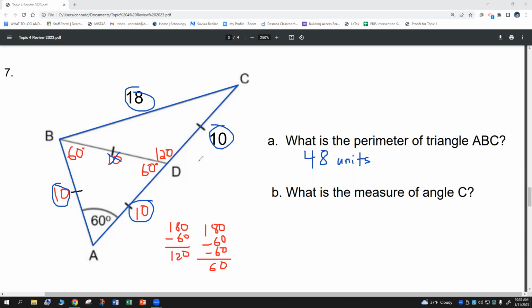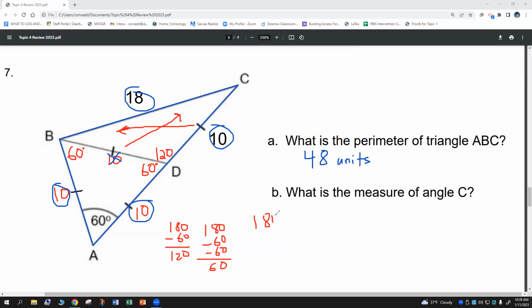And then this is an isosceles triangle, this triangle at the top here. So again, base angles are across from the sides that are congruent. That's our isosceles triangle theorem. So that means my base angles are over here at angle DBC and angle C. So that means this is the vertex angle.